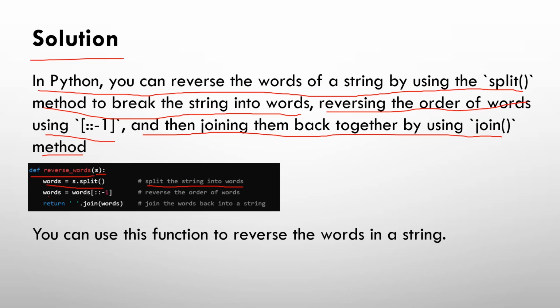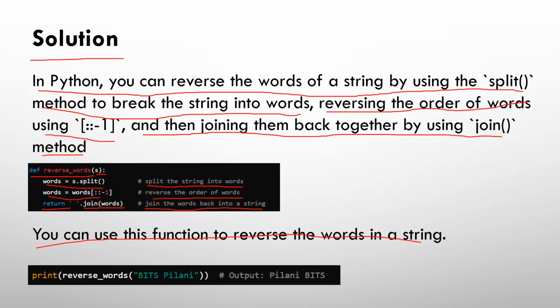In the first line of code, we're going to split the string into words. After that, in the second line of code, we're going to reverse the order of words. Then we are going to return the string after joining the words. In the third line, we are joining the words back into a string. So we can use this function to reverse the words in a string. If we write print and then our function and then the string, which is bits Pilani here, our output will be Pilani bits.